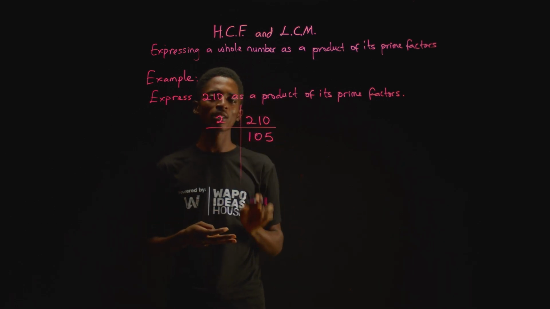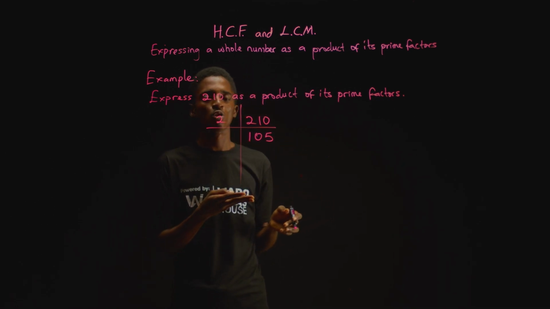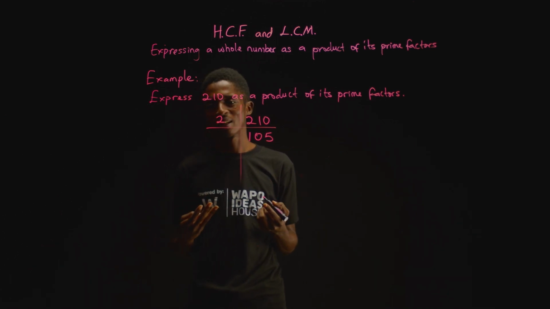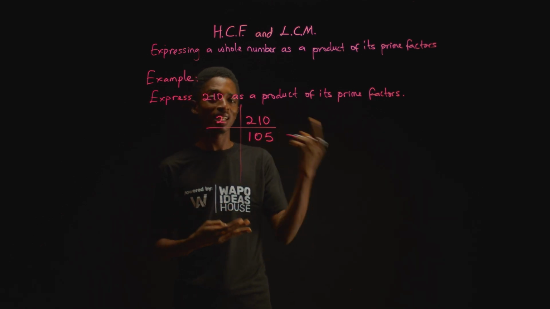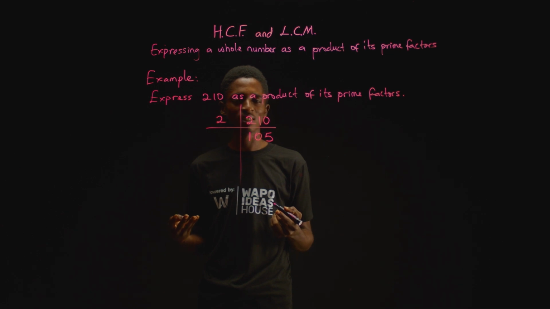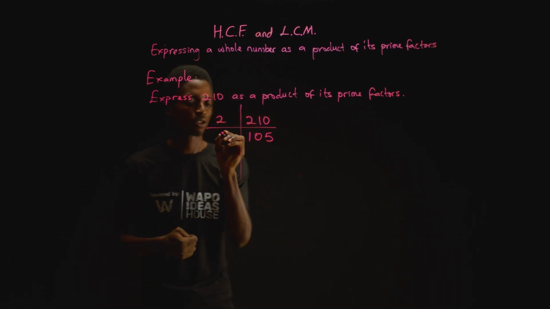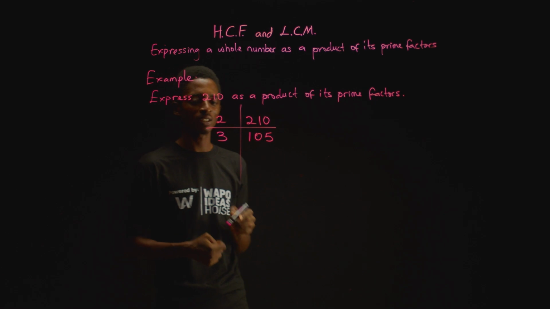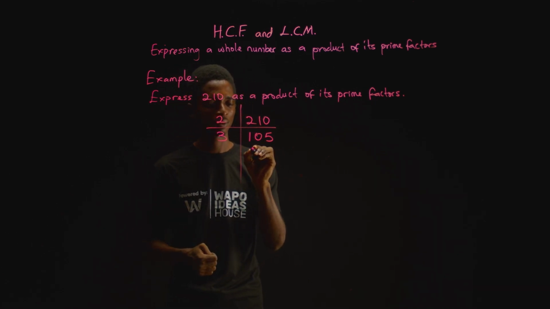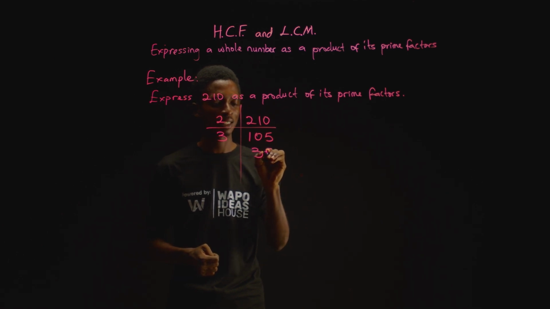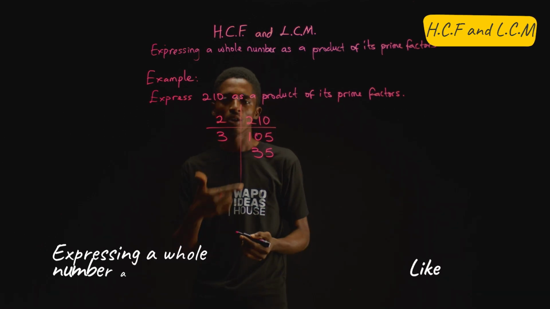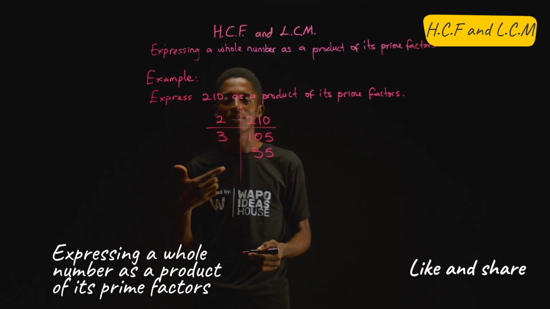Now, 2 cannot divide 105. So we look for the next number that can divide 105 without a remainder. After 2 as a prime number, the next prime number we have is 3. And can 105 be divided by 3 without a remainder? Yes. So the next prime factor is 3. And 3 in 105 would be 35.